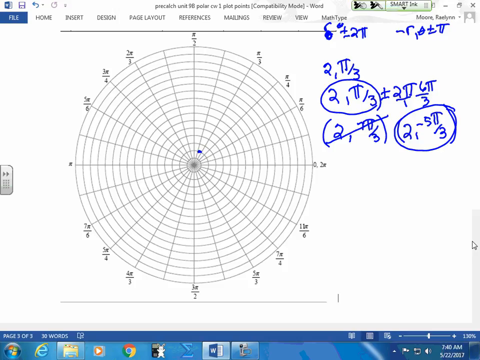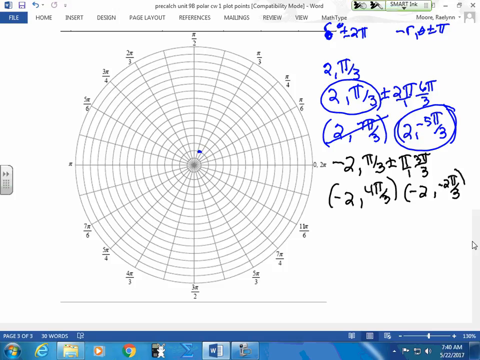So now, you're going to take a negative, we're going to take your angle, and add and subtract pi. It's technically through the pole. We got to see what we should call this. So again, I'm going to convert this denominator. Now I'm going to get negative 2, 4 pi over 3, and I'm going to get negative 2, negative 2 pi over 3. Now, that should come straight through your pole. If you came through your pole, that would be right over here. If I could plot it, it would be right here.